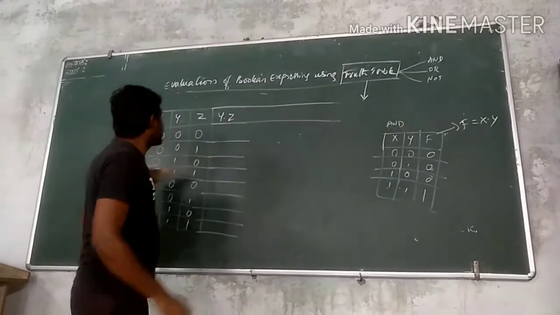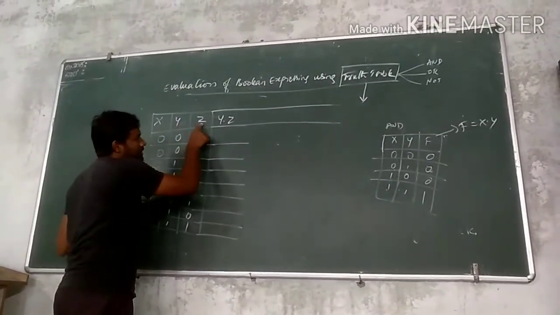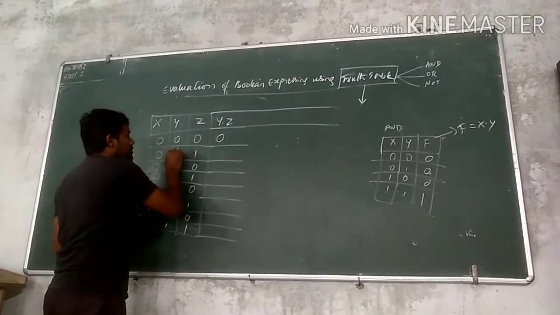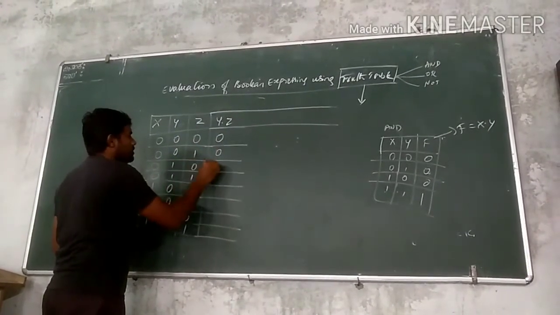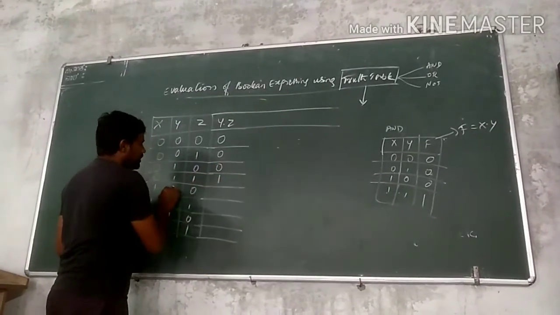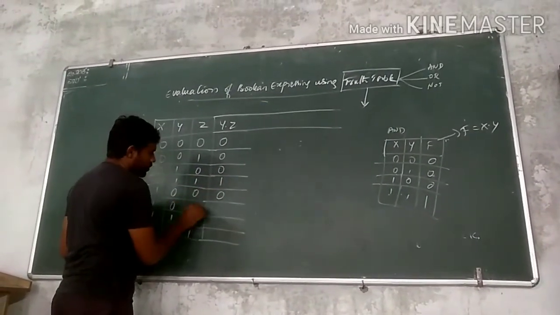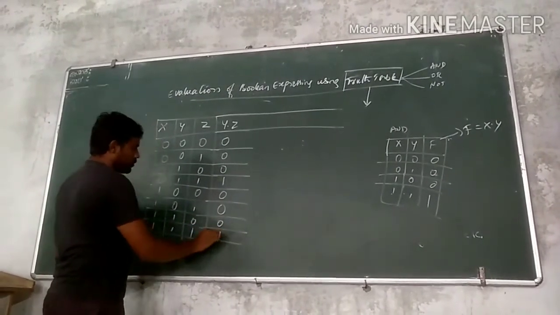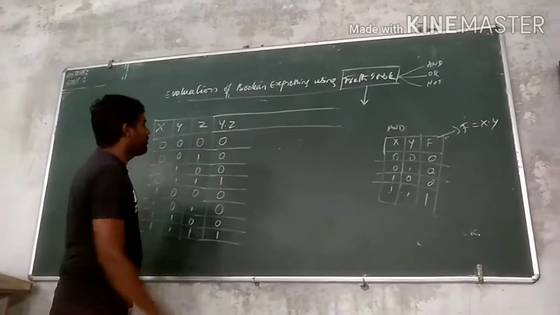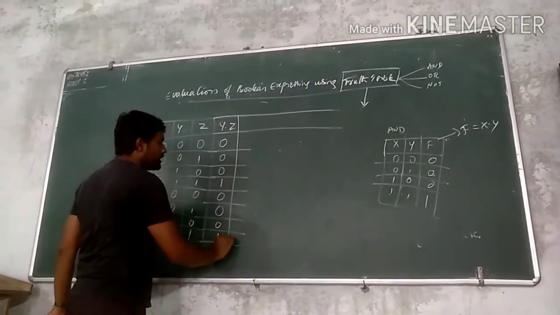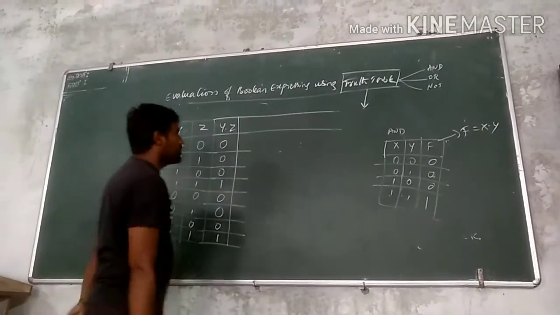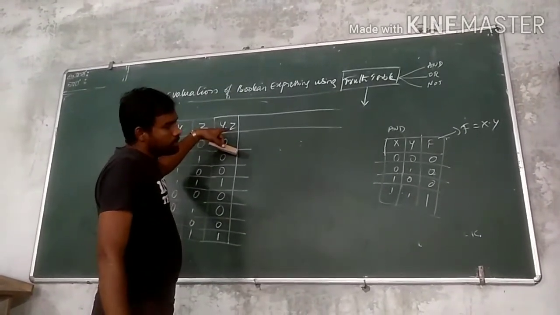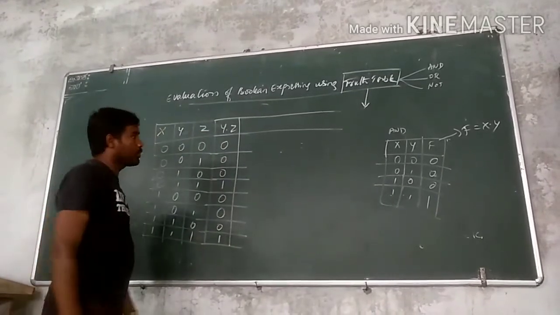So y dot z, in the sense that the y variable with the z variable should be multiplied here. So 0 into 0 is 0, 0 into 1 is 0, 1 into 0 is 0, 1 into 1 is 1, 0 into 0 is 0, 0 into 1 is 0, 1 into 0 is 0, 1 into 1 is 1. This is the way of calculating using the truth table. Using the truth table means you should follow the AND truth table, and according to the AND truth table you solve the output over here.